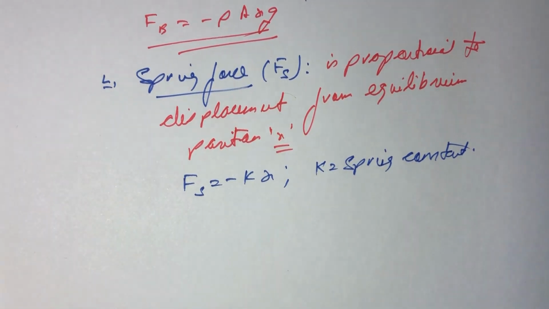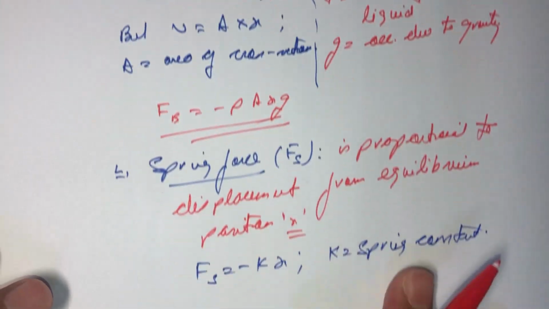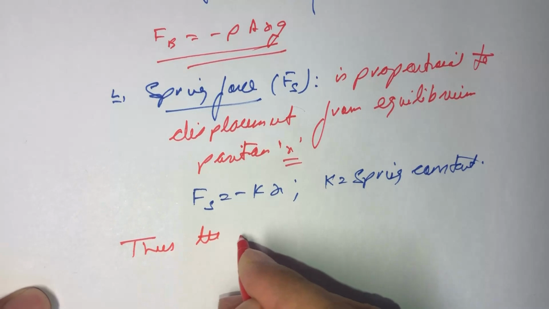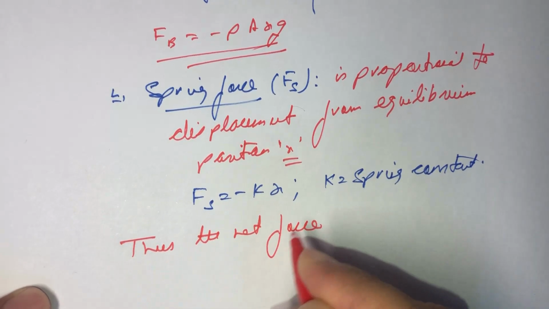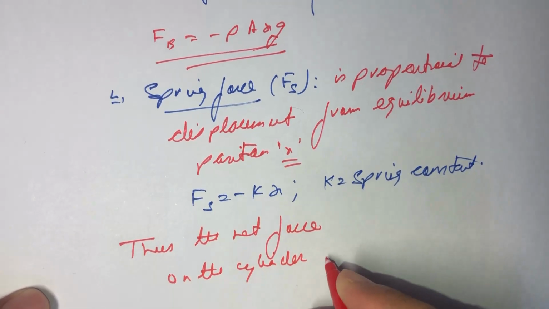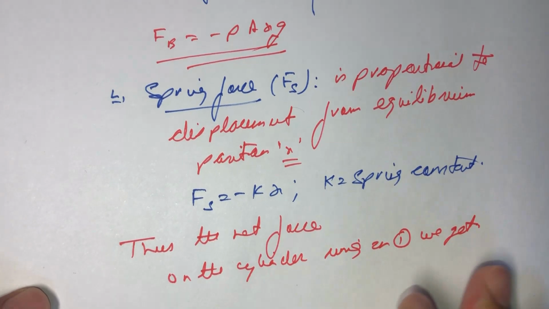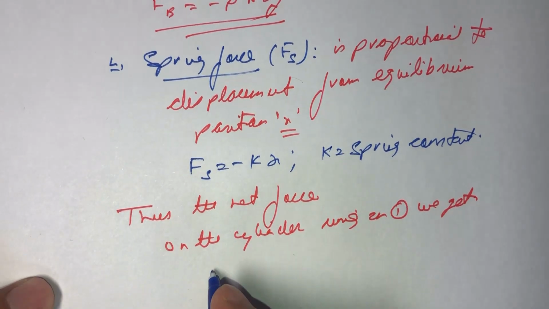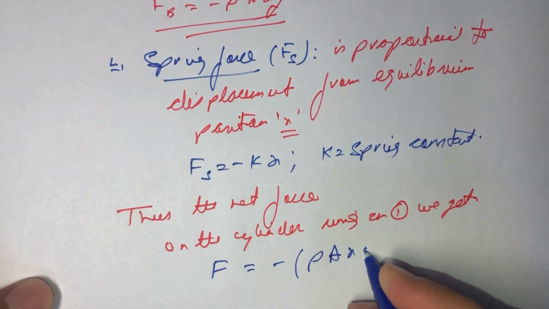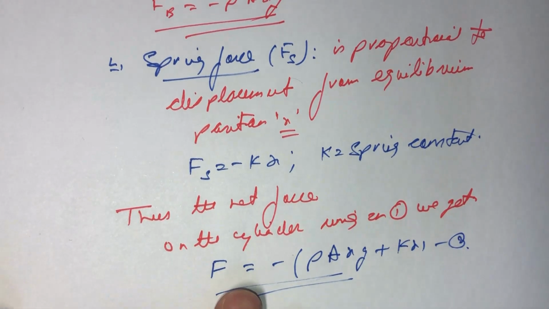Therefore, the total force F, we substitute in equation number 1. Thus the net force on the cylinder, using equation 1, we get F is equal to minus rho A x g plus kx, and let us call this equation number 2.